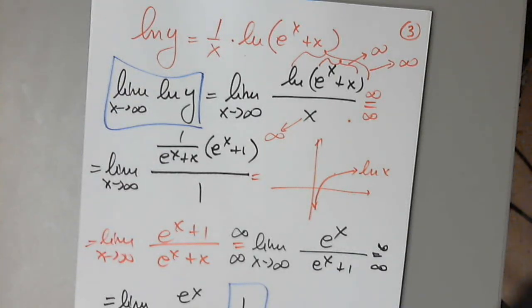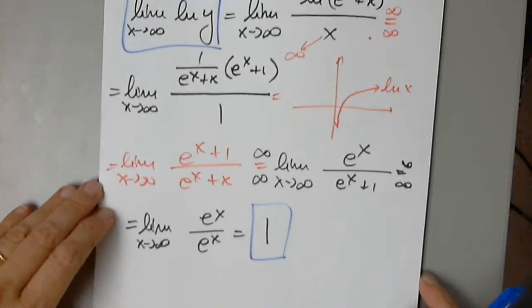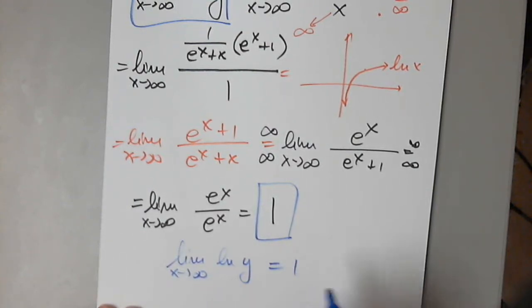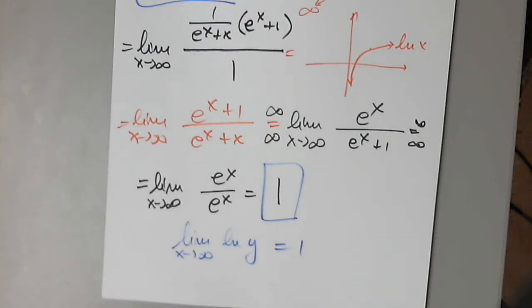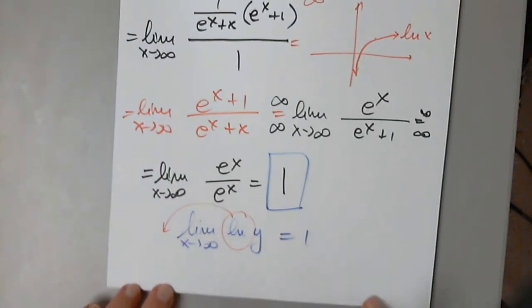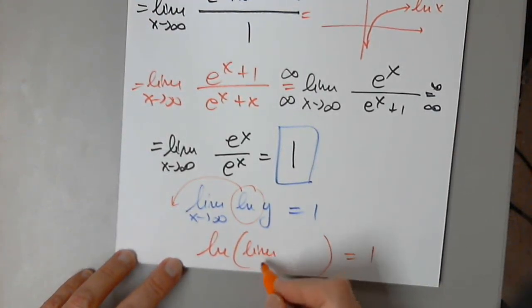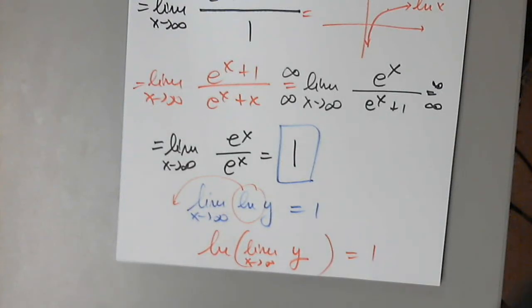I copy the beginning, which is limit of natural log, and I copy the end, which is 1. And then we think. So limit as x approaches infinity of natural log y is 1. Since all of these are continuous functions on their domain, we are allowed, otherwise we would not have been allowed, to swap the operators. And now we have to think what this can be. There is only one number that fits in there. Only natural log is 1.